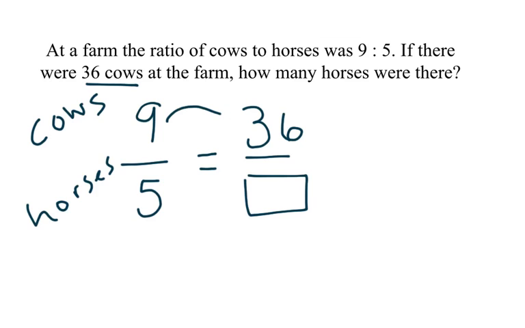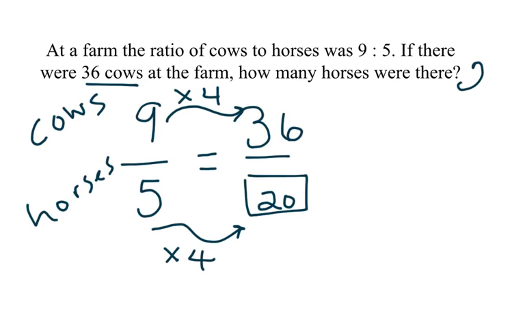So you need to ask yourself, what would I do to get from 9 to 36? Well, 9 times 4 is 36. So I've got to do the same thing down here. So 5 times 4 is 20. So how many horses were there? 20.